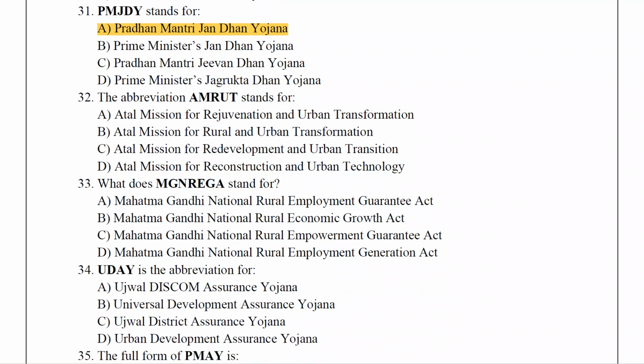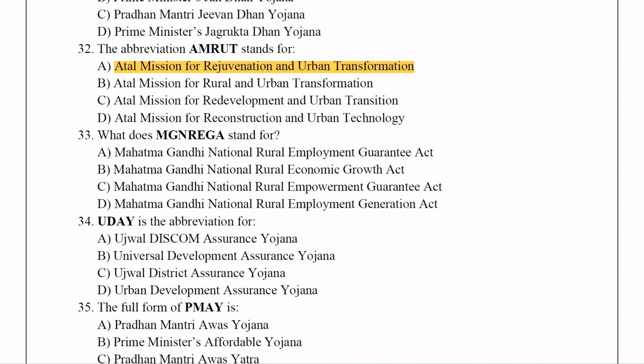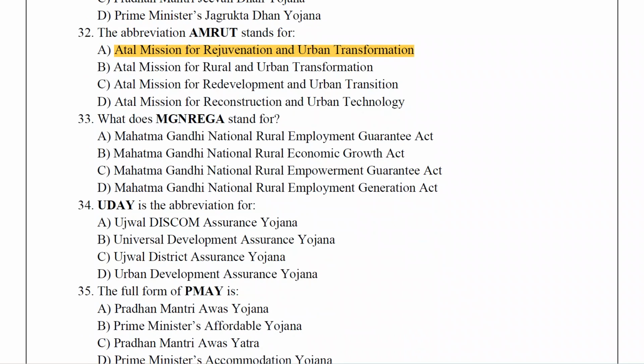The abbreviation AMRUT stands for Atal Mission for Regeneration and Urban Transformation. What does MGNREGA stand for? Mahatma Gandhi National Rural Employment Guarantee Act.